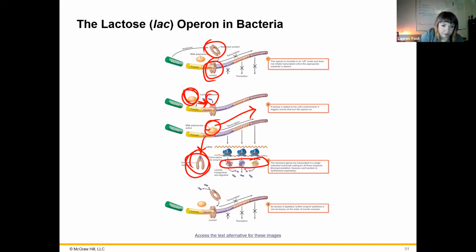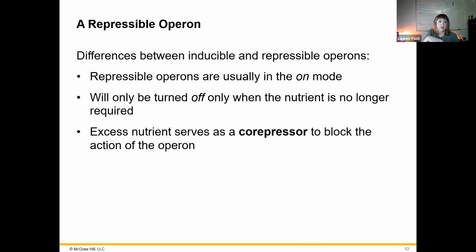And then essentially, whenever there's no more lactose, it will eventually dissociate, so it can all be broken down. So there's not enough lactose to cause that repressor to be unlocked from that site. Then it'll turn back to its locked form and stick back onto that operator. So that's how the lac operon works.